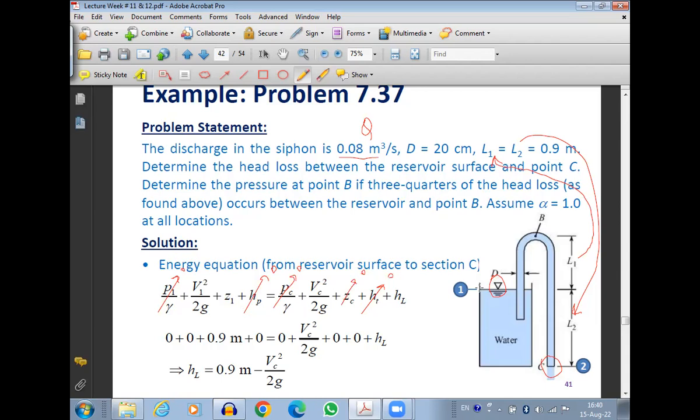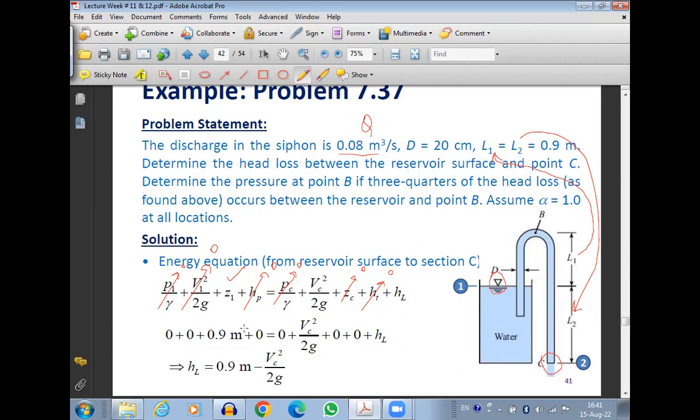Okay, and the elevation of point 1 will be L2, which is actually 0.9. So this is known. We don't know what is the velocity V1, and we don't know what is the velocity VC. Velocity V1 we know, because V1 is inside the container, and inside the container the velocity is considered to be approximately equal to 0. It's very, very small. So V1 will be 0. So we are just left with VC and HL. So we get an expression of HL as 0.9 minus VC squared upon 2G.